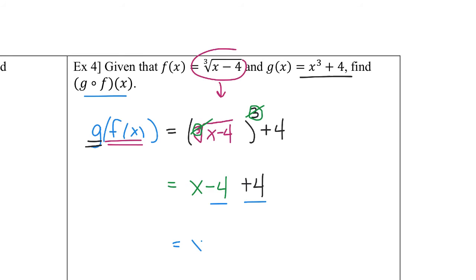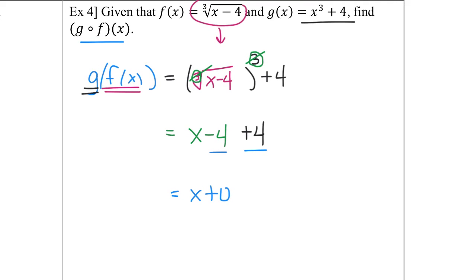Negative 4 plus 4 makes 0. So the composition of g of f of x is just equal to x.